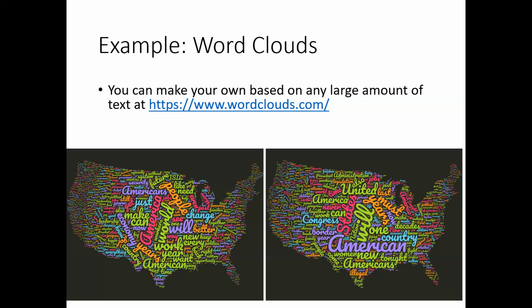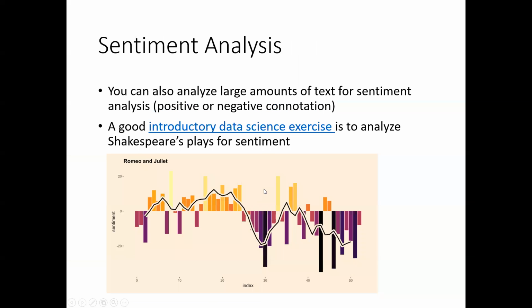You can also take the bag of words and perform something called sentiment analysis, which is analyzing large amounts of text for sentiment. Words can either have positive or negative connotations. A good introductory data science exercise is to analyze Shakespeare's plays for sentiment. Here we can see Romeo and Juliet, and it starts out on kind of a downer, gets a little more happy, and then it turns into a major downer.